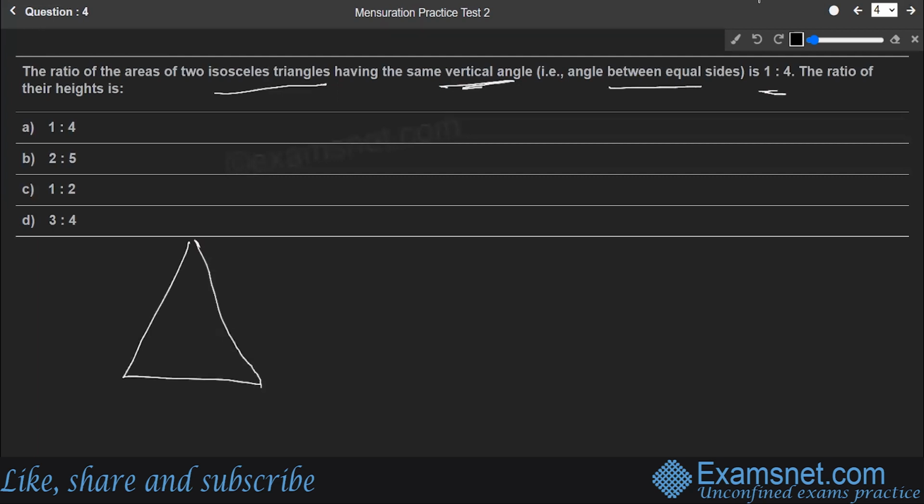So this is one, and let's make a smaller one where the vertical angle has to be the same. So this particular angle is the same in both isosceles triangles. Also, these two sides are equal to each other. These are the two isosceles triangles over there.